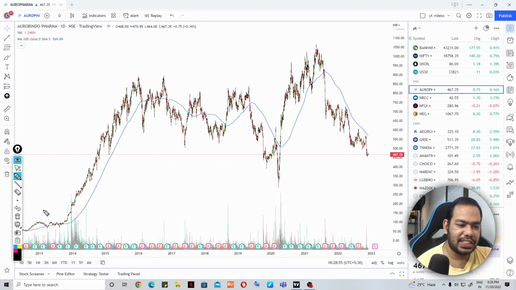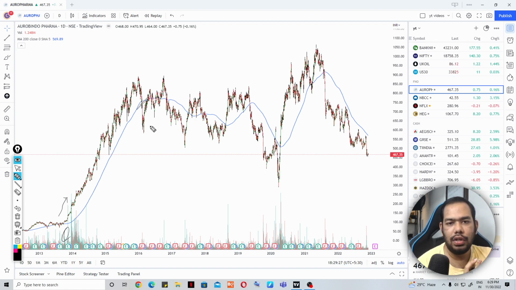Right now, you can see the Aurobindo chart. Here you can see from 2014 onwards, we have seen a good volume spike. And from here, there was an initiation of an uptrend. This trend lasted for almost 2 years. In 2016, this trend finally got exhausted and it breached 200 DMA. So, whenever we say a price is constantly above 200 DMA, we call it an uptrend.